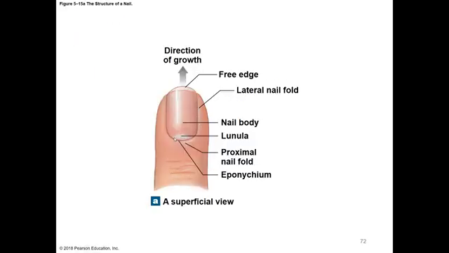So here's the lunula, the pale crescent area named after the moon. And down here where the cuticle is, this is the eponychium. Eponychium is the cuticle, and under that is where we would see the nail root, where the nail grows from.